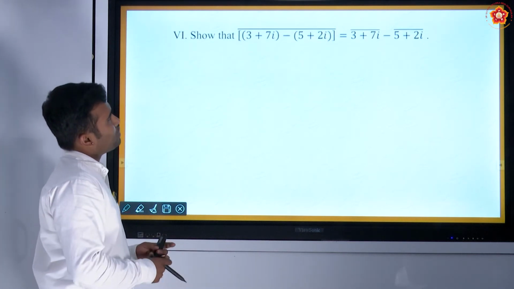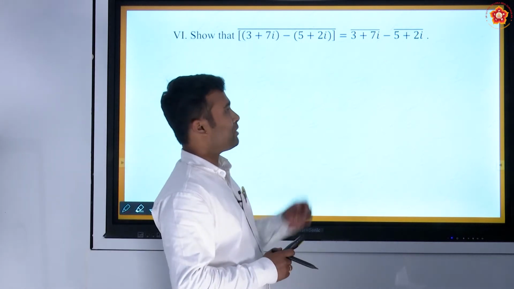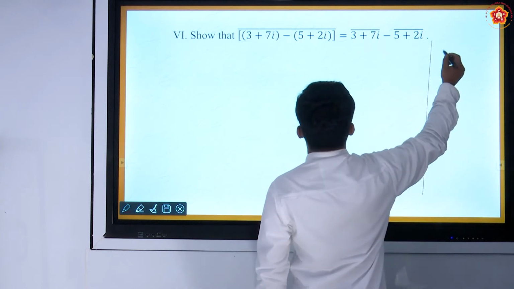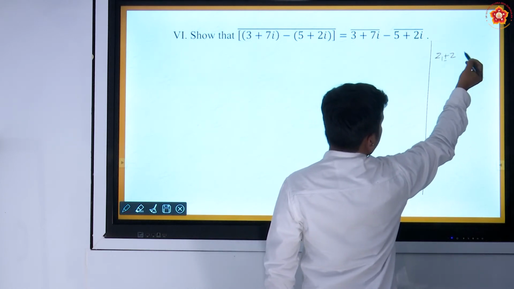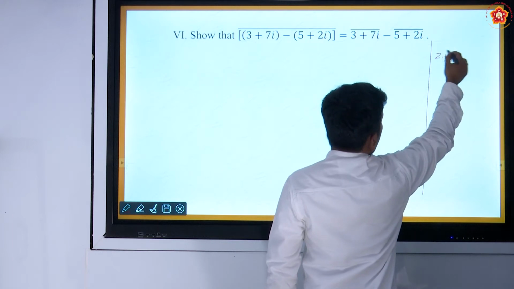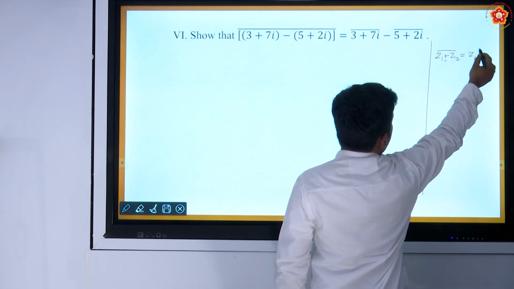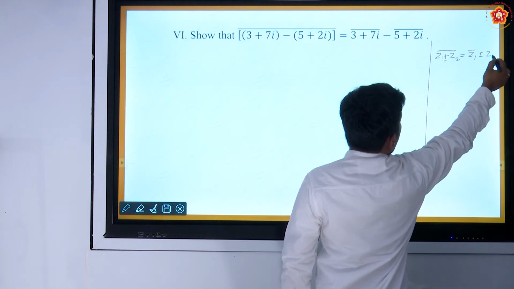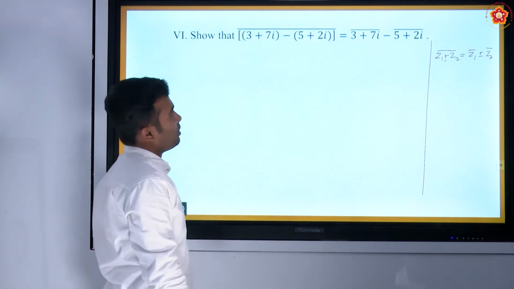The next one is, as you know, about the conjugate of a complex number. So we should verify that. What we can verify here is, say for example, (z1 plus or minus z2) whole conjugate will be equal to z1 conjugate plus or minus z2 conjugate. That is what we have to do here now.